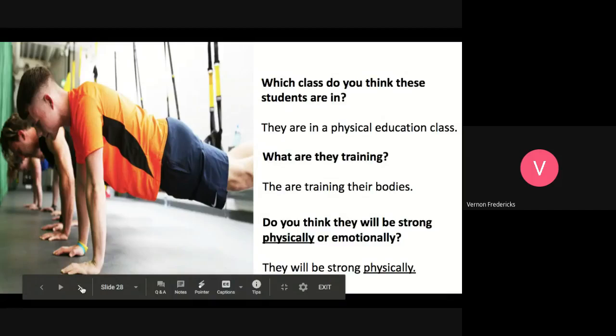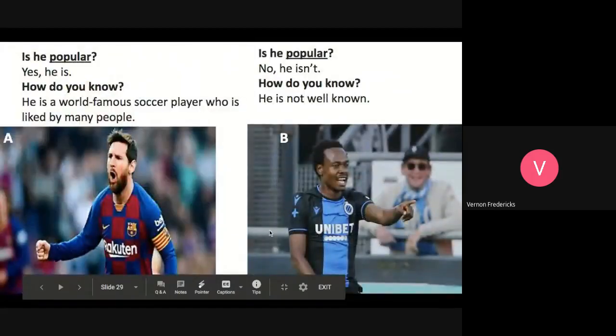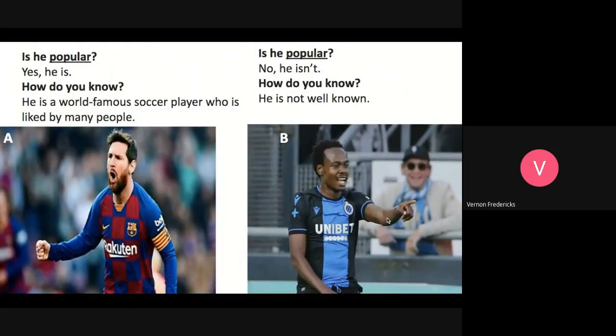Okay, next slide. The word is popular, famous. Is he popular? Picture number one. Yes, he is. How do you know? He is a world famous soccer player who is liked by many people. So he is famous. He is popular.